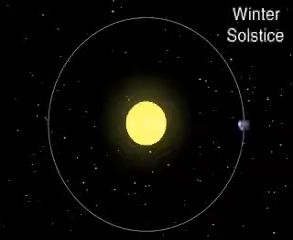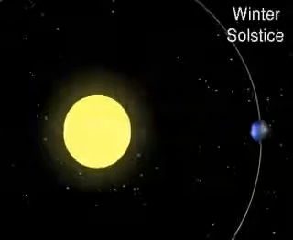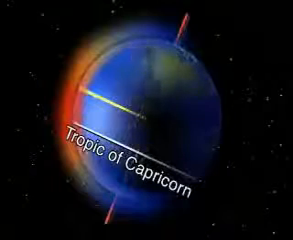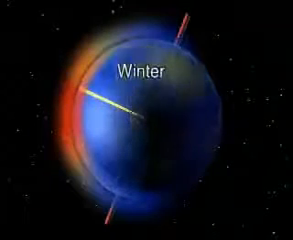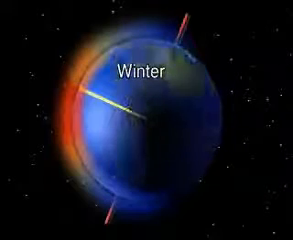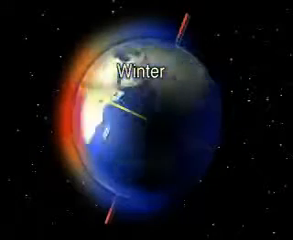On or around December 21st, the winter solstice occurs. At this time, the Sun strikes most directly at 23.5 degrees south latitude, the Tropic of Capricorn. In the northern hemisphere, it is winter. The Sun's rays are at their most oblique, and day length is shortest. In the southern hemisphere, it is the longest day of summer.